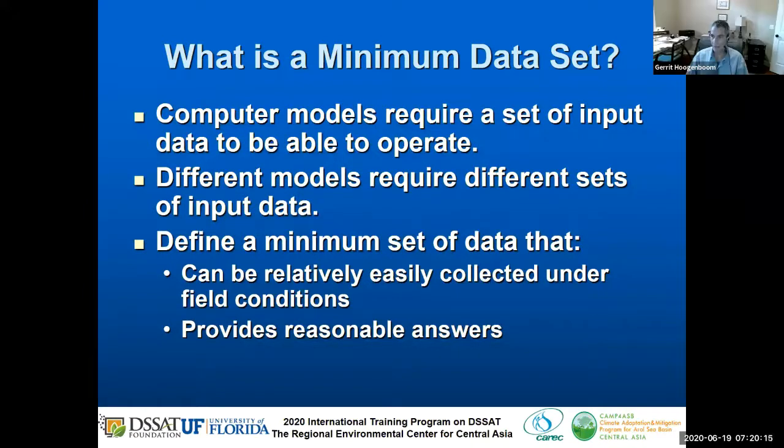And at the same time, we also want to make sure that for the applications we're trying to simulate, we can get reasonable answers.